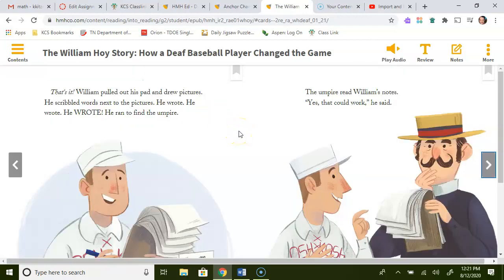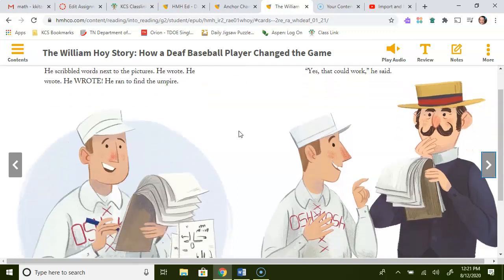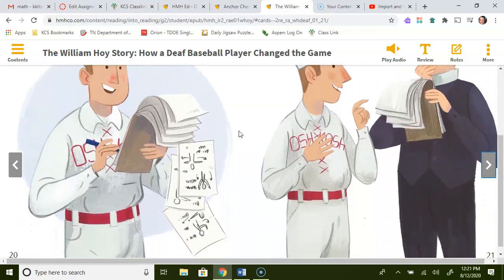That's it! William pulled out his pad and drew pictures. He scribbled words next to the pictures. He wrote, he wrote, he wrote. He ran to find the umpire. The umpire read William's notes. "Yes, that could work," he said.